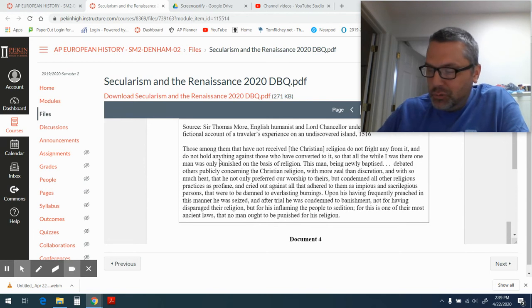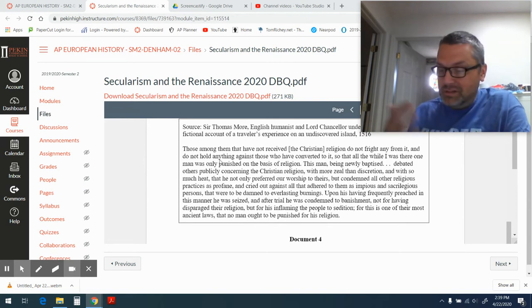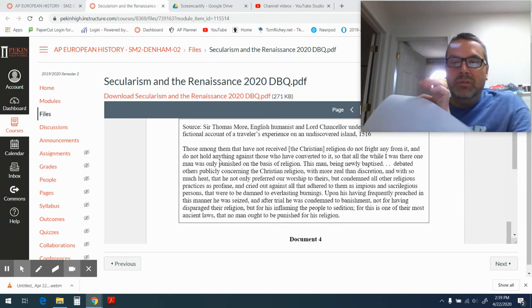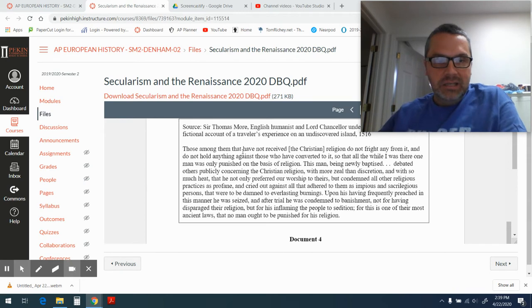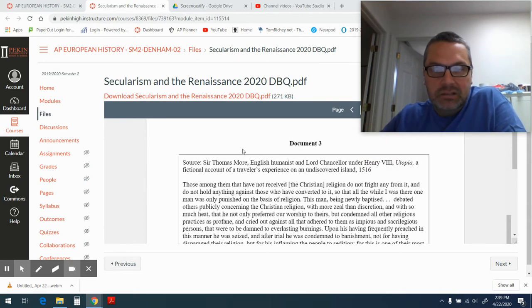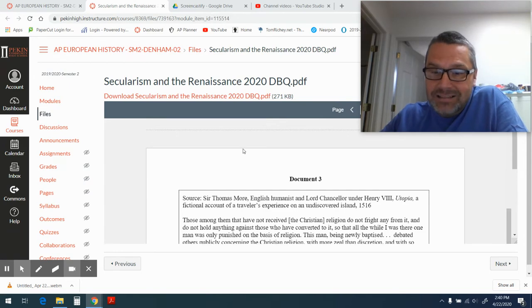And then document 3, we have Sir Thomas More. This is where context is good. So maybe we know who Thomas More was. Even though he was a humanist, he's still a man of the cloth. Lord Chancellor under Henry VIII. This is 1516, so the dates are important.